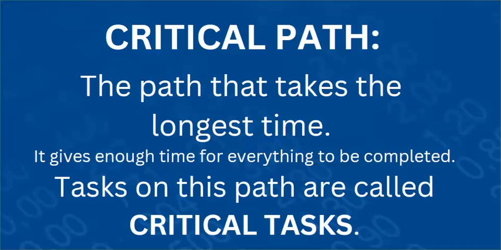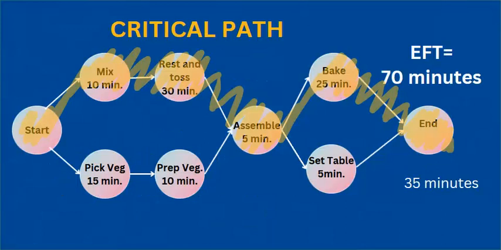The critical path is the path that takes the longest time. Again, this is critical because these things will give us enough time to make sure everything is completed. All the items on there are called critical tasks. The path highlighted in yellow is our critical path. Items on there are called critical tasks.